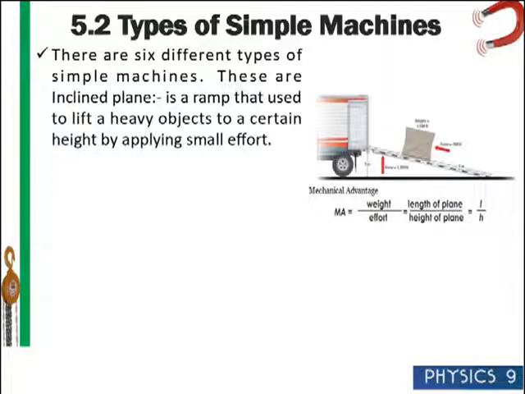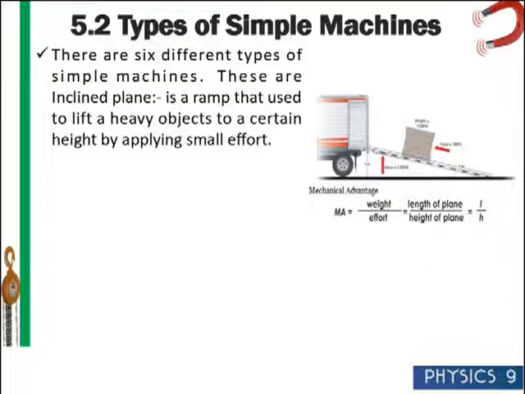We're now going to have a look at the types of simple machines. There are in fact 6 different types of simple machines, and we're going to start by looking at each one of them in turn. So let's begin by looking at the inclined plane.